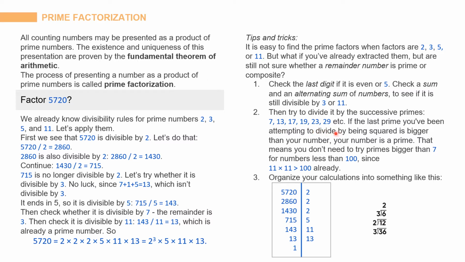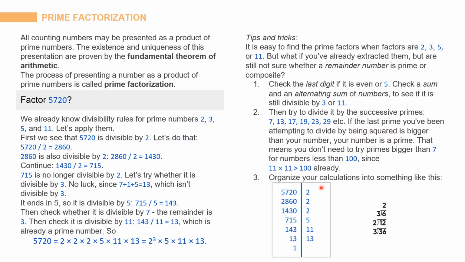If the last prime you've been attempting to divide by, squared, is bigger than your number, then your number is prime. That means you don't need to try primes bigger than 7 for numbers less than 100, since the next prime, 11 times 11, is greater than 100.